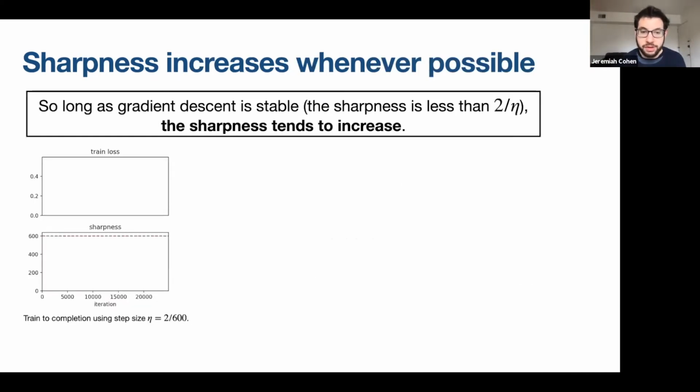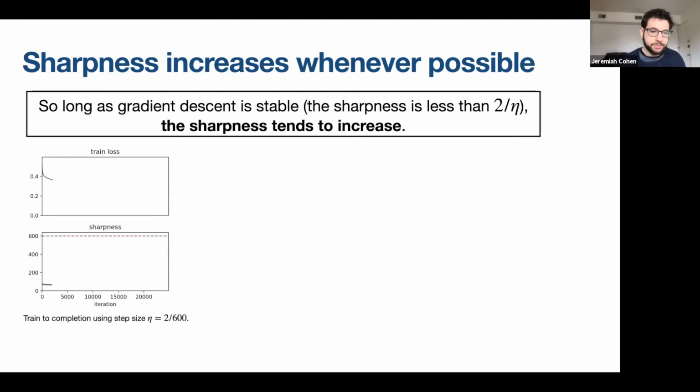Let me illustrate this. What this means is if we train with a very, very small step size, then the 2 over eta threshold is going to be very big, and the sharpness will just keep rising throughout all of training and will never decrease. So let me illustrate that. Here I'm going to train that same network from before, but at a small step size of 2 over 600. So 2 over eta is now 600, which I've drawn the brown dashed line at.